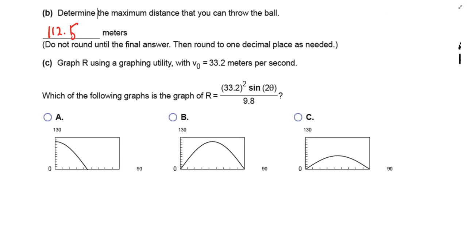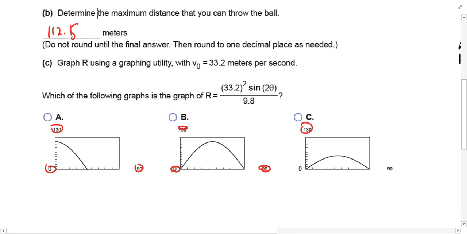Now, having that graph in mind helps us to see the answer to part C. Which of these three options matches the graph that we just showed? Well, what you've got to pay attention to here is your scaling. We've got 30, 130, 0, and 90 written in the corners of each of these graphs. Those represent the axis scale.